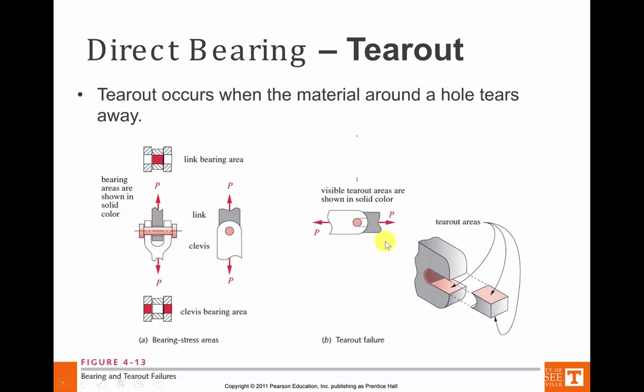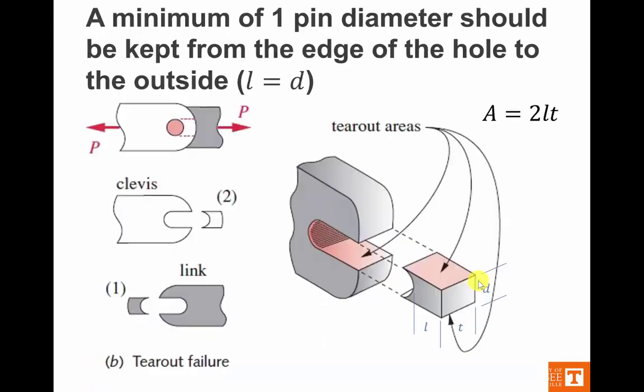If you pull hard enough so that tear out occurs, what's going to happen is a piece of the link will come apart, and two pieces of clevis will come apart, and that's going to be how it fails. And so you'll have this big tear out area. The tear out area is going to be equal to 2 times L times T. So that's how the area is calculated.